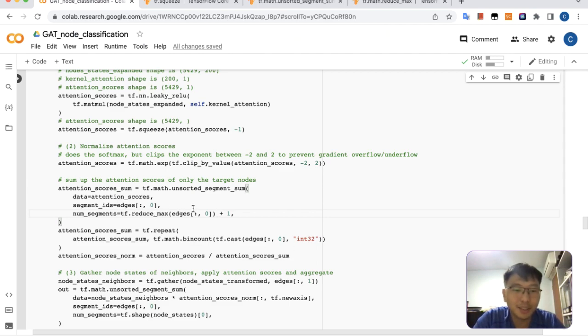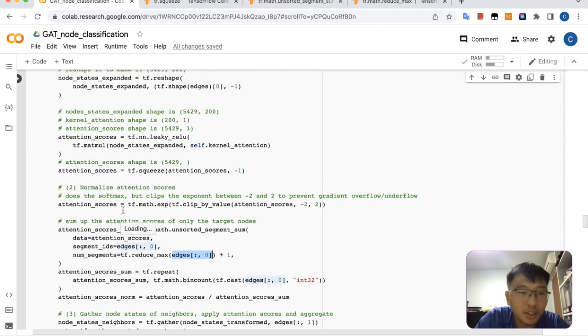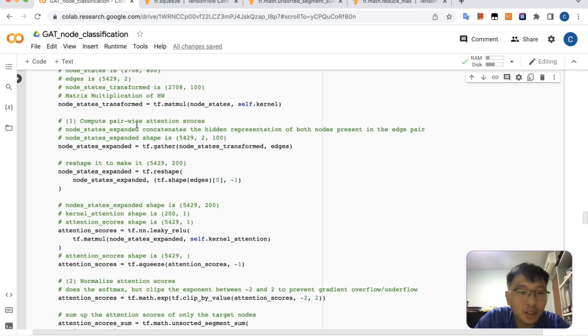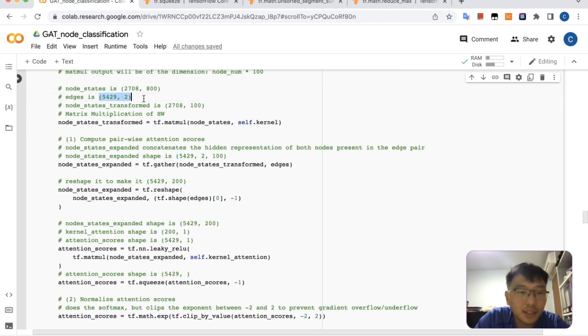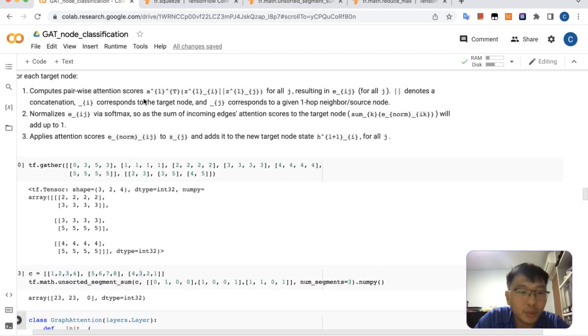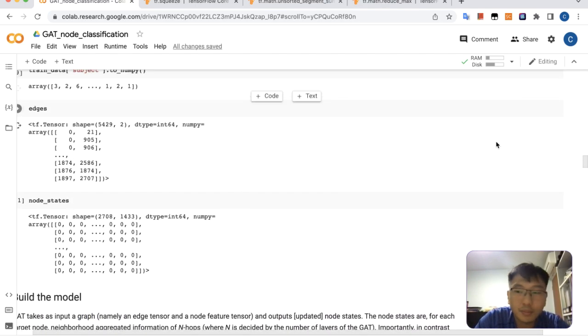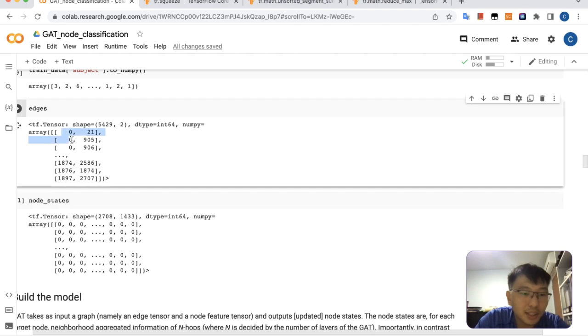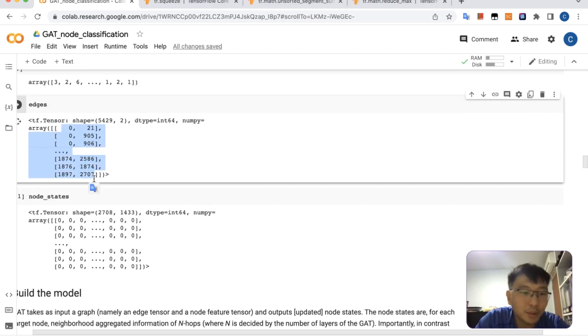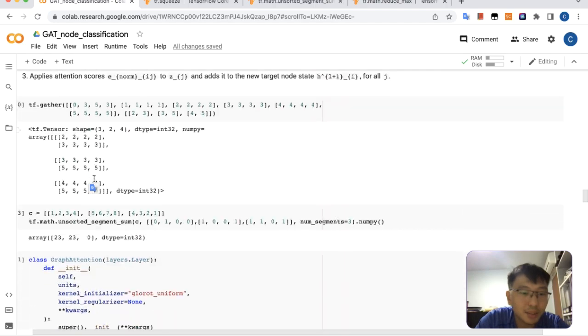Reduce max is actually the same as using the max operator. So we do a max over the target nodes plus 1. So yeah, I'm quite curious what this ages is, because this ages is like that, and based on what we see in the ages matrix earlier, the ages matrix is like this. So if we do a maximum of the ages matrix, what does that mean?